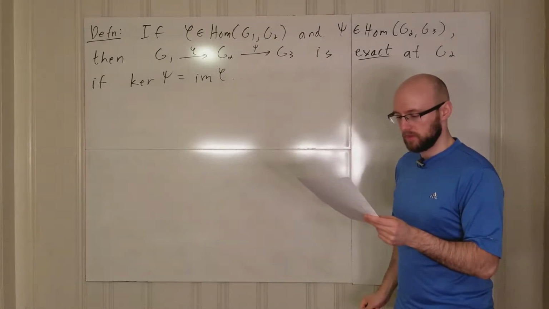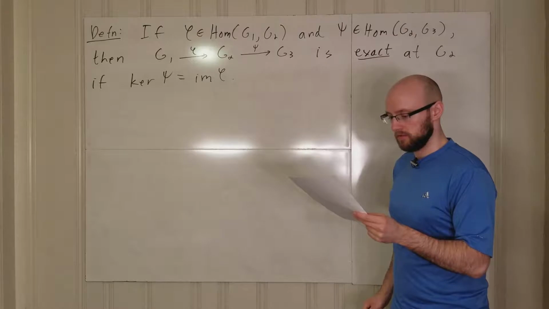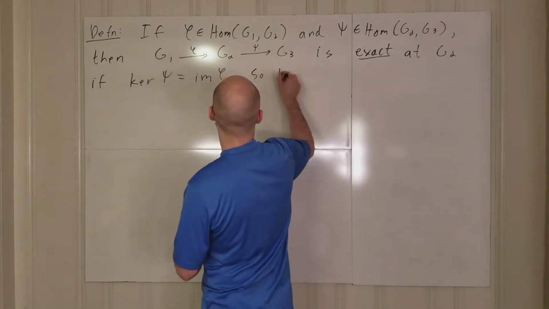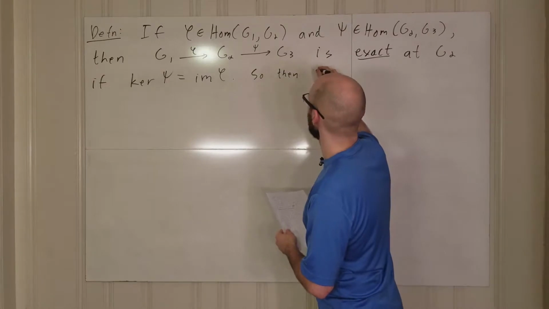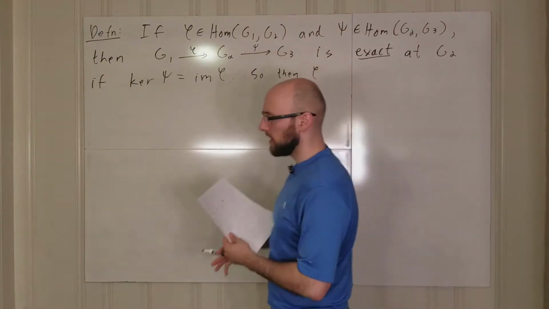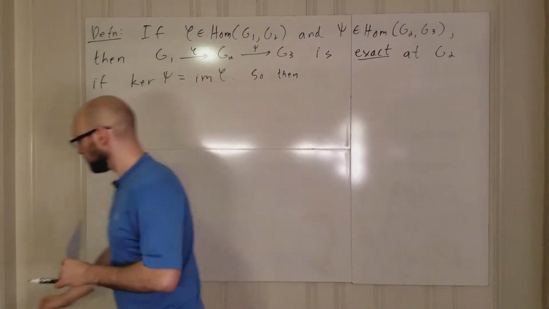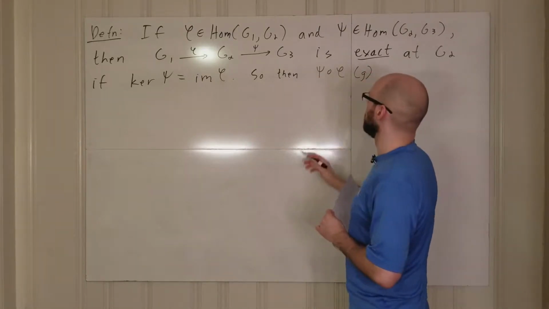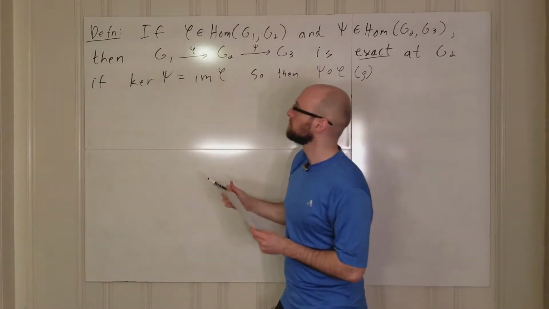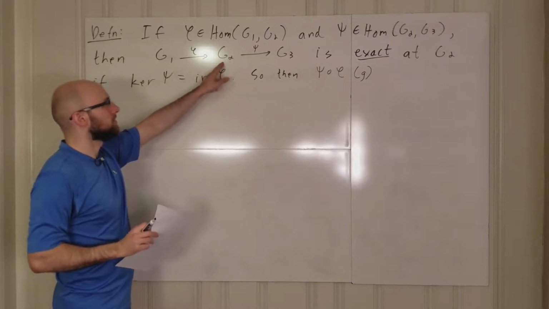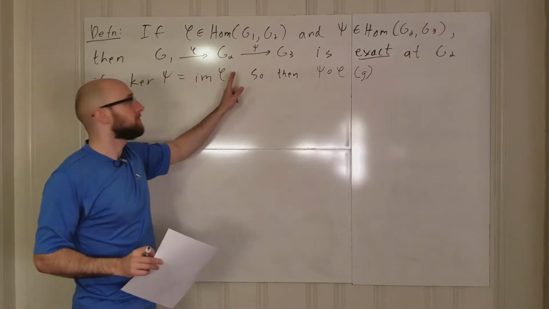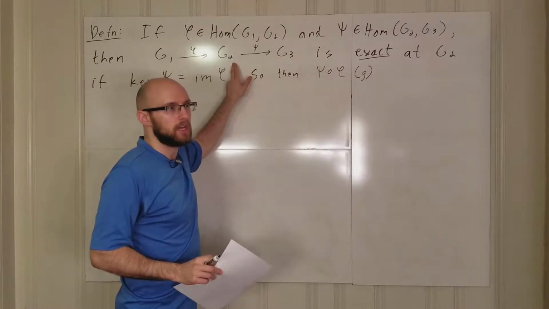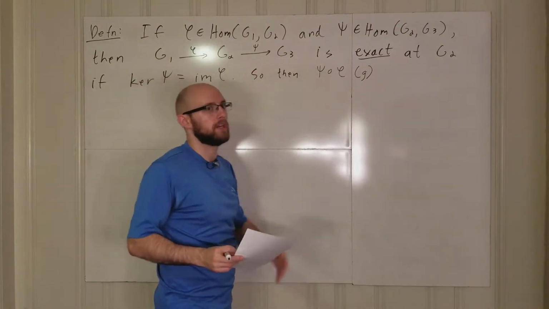And let's see here. So then, what's going to happen if we look at psi composed with phi? Psi composed with phi of g, if you take an element of G1, phi is going to send it to something in the image of phi, but the image of phi is the kernel of psi. And so since it's in the image of phi, it's also in the kernel of psi, and psi will send anything in its kernel to the identity.